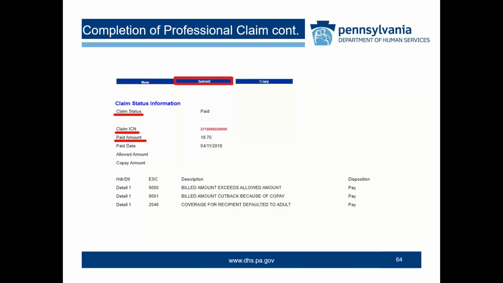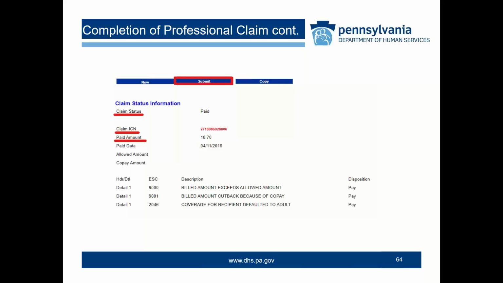You will notice that the claim has an ICN or an internal control number, so every time you submit a claim to us, we give it an internal control number. It's our way to be able to process, track, and then report that claim back to you. If the claim is paid or in an approved status, we're going to give you how much we're going to reimburse. And then here, because the claim is paid, we have a paid date, but if it's approved, you won't have a paid date there as yet.